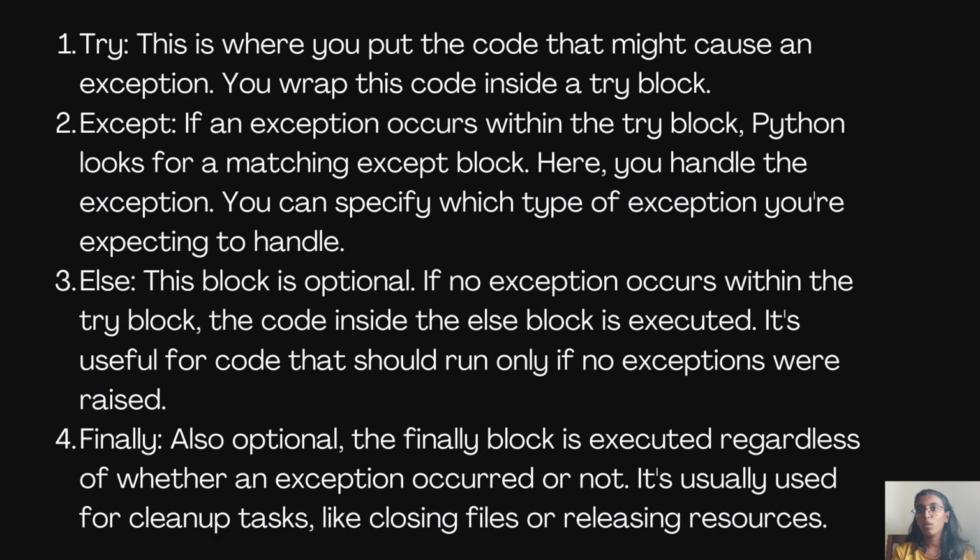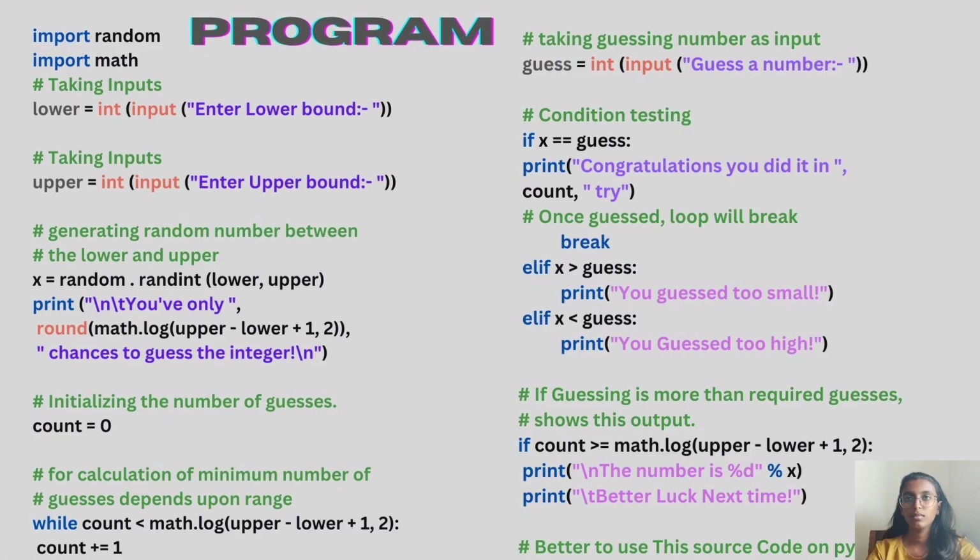Else. This block is optional. If no exception occurs within the try block, the code inside the else block is executed. It's useful for code that should run only if no exception was raised. Finally, also optional. This finally block is executed regardless of whether an exception occurred or not. It is usually used for cleanup tasks.